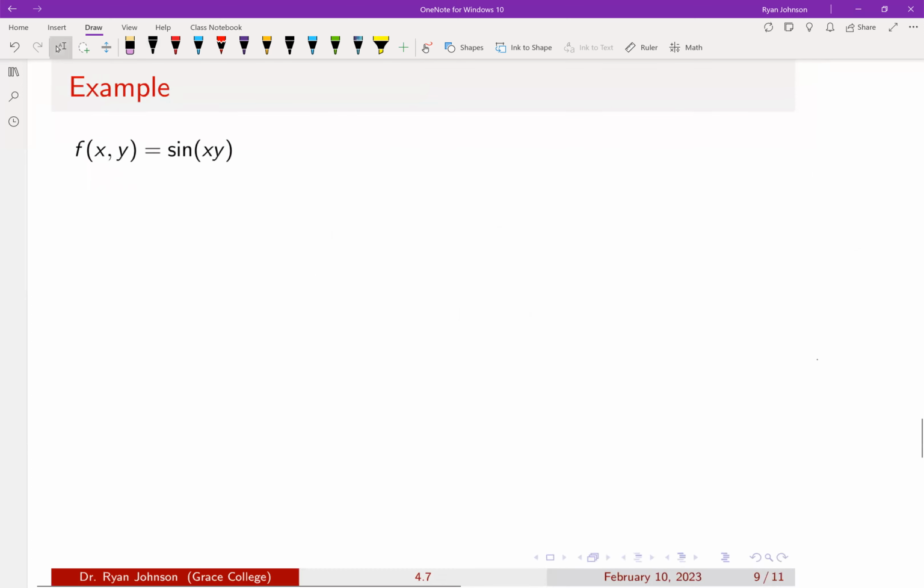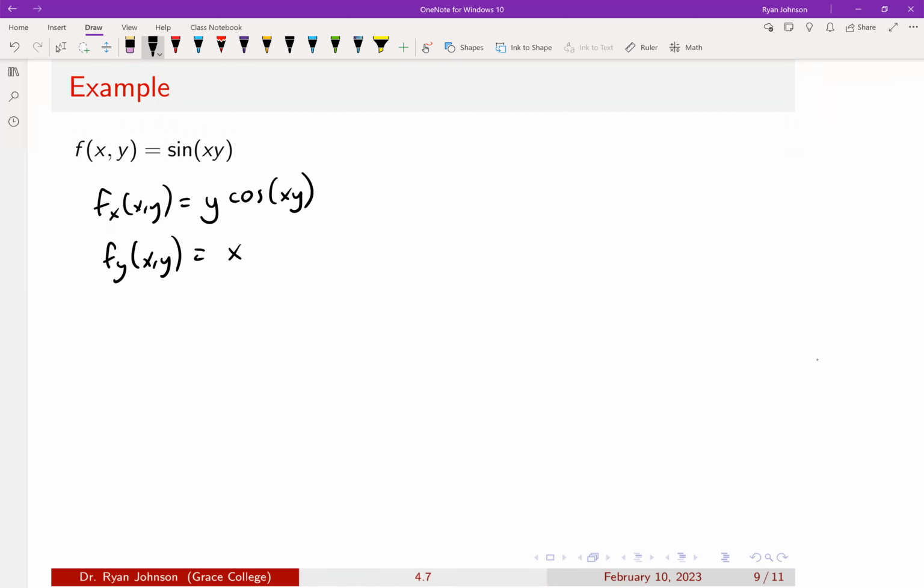All right, here's another one that's not going to work. So here, fx of xy, well, that's going to be y times cosine of xy. And fy of xy, that's going to be x times cosine of xy. Those are both continuous everywhere. So we just need to find when they are both equal to 0.